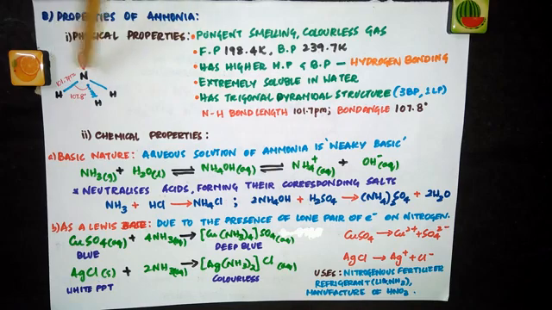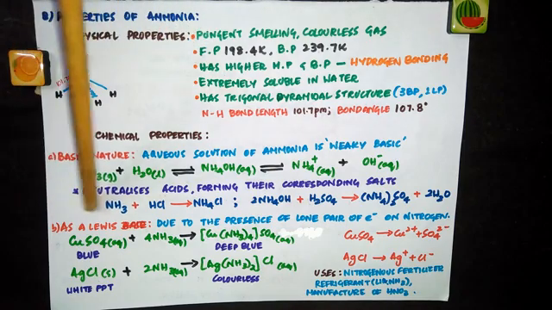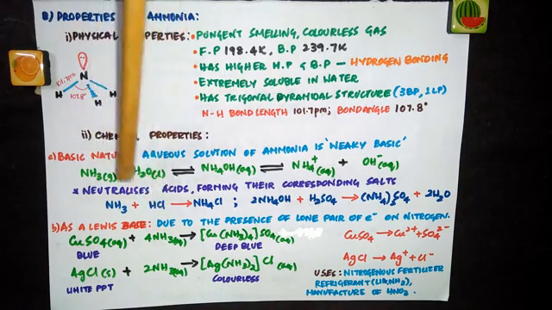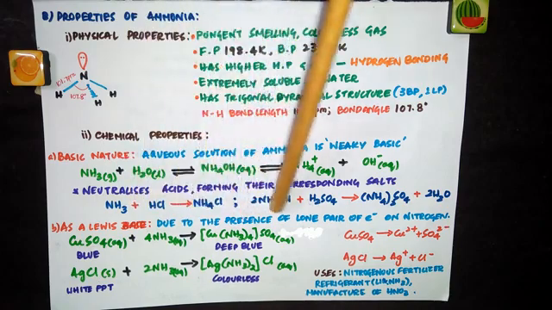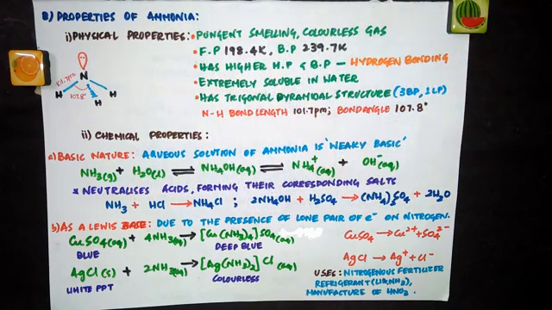Here, ammonia has a lone pair of electrons on nitrogen. So it can give that electron. So that makes ammonia a Lewis base. Why is ammonia a Lewis base? Due to the presence of lone pair of electrons on nitrogen.